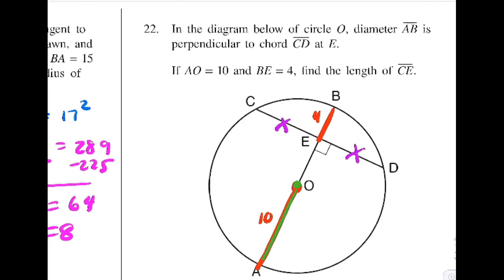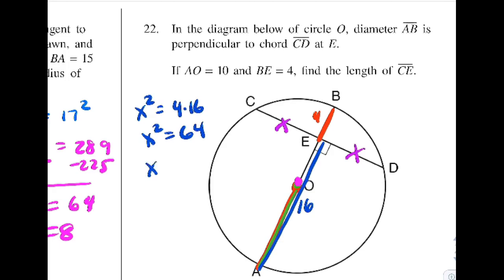But if the radius is 10, anywhere you draw it, it's 10, right? The radius is 10. That means that all of that would be 10. And if that part's 4, then that little part must be 6 to make 10. So that makes this entire part 16. So now I can go x squared equals 4 times 16. A little bit of a tricky curveball there.